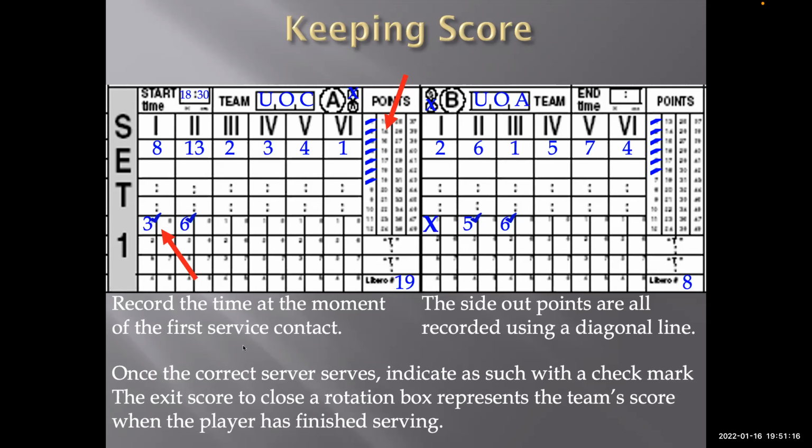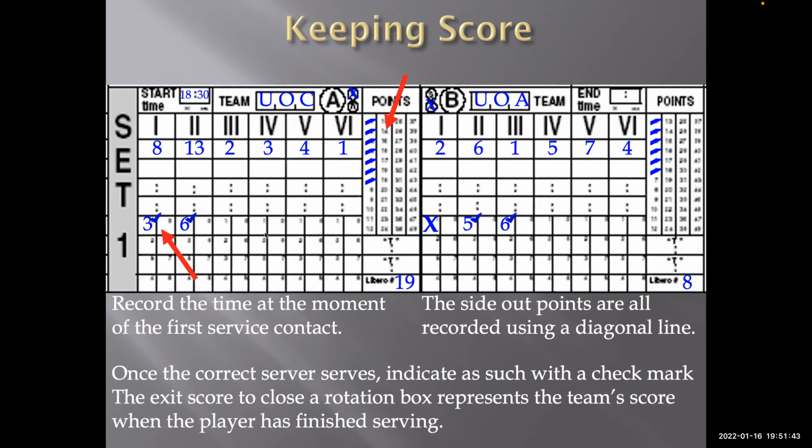When they finish their service, so when they lose serve and the other team starts serving, you're going to write the team score in that box. So you can see how it's growing. In this example, 8 served and got 3 points and 13 served and got 6 points. In this case, 8 did get 3 points. Then they got the ball back, making it 5. 13 served another point before they lost it and went back.